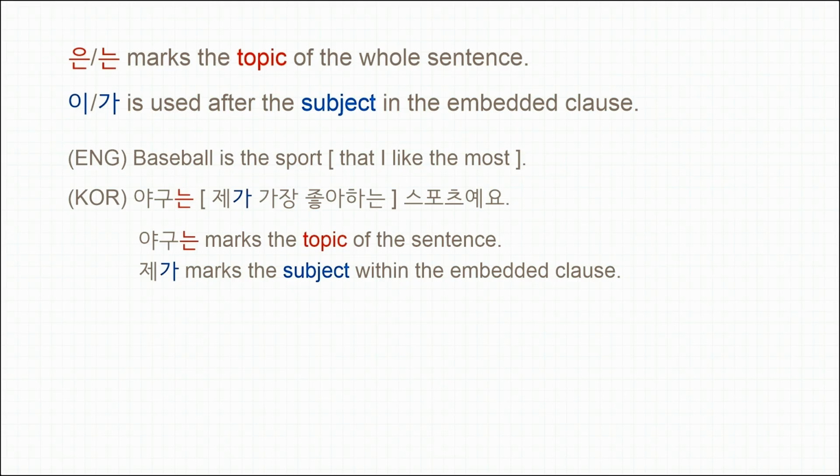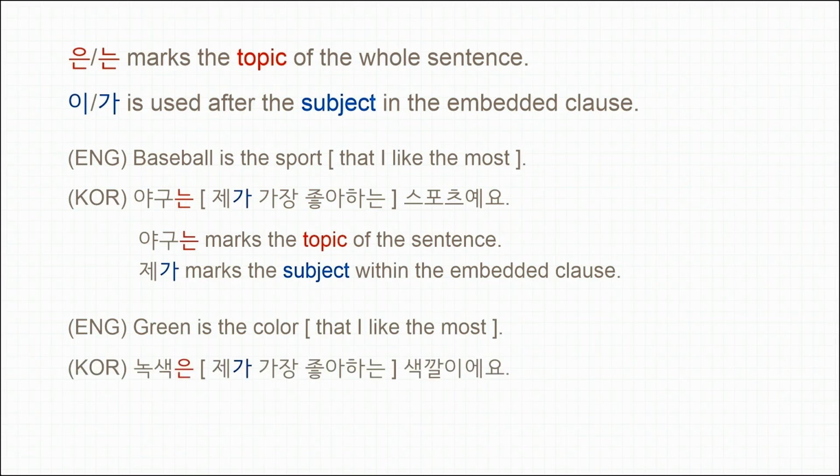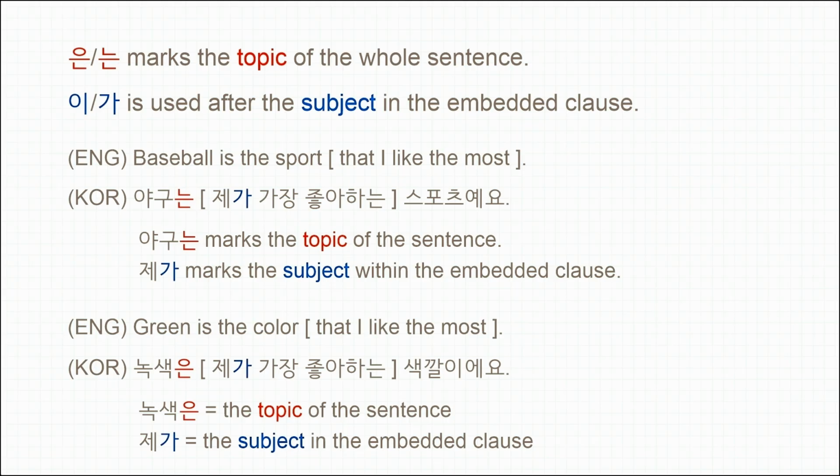Let's look at another example. Green is the color that I like the most. 녹색은 제가 가장 좋아하는 색깔이에요. Again, 녹색은 is the topic and 제가 is the subject in the embedded clause.